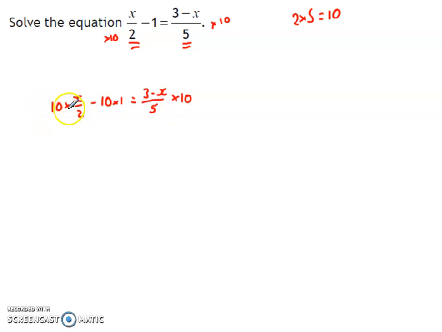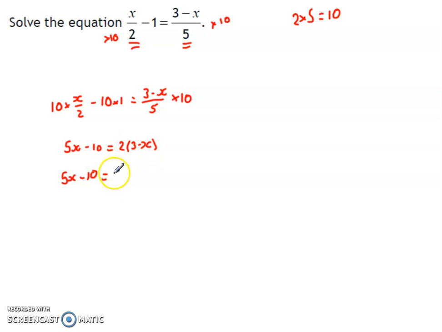So 10 times x over 2, 10 divided by 2 is 5, 5 multiplied by that gives me 5x, 10 times 1, pretty self-explanatory, which is 10, and then all of this bit here, I've got 10 divided by 5, which means I'm then multiplying what's left, the 3 minus x, by 2. And then multiply out the bracket on the right-hand side and figure it out from there.